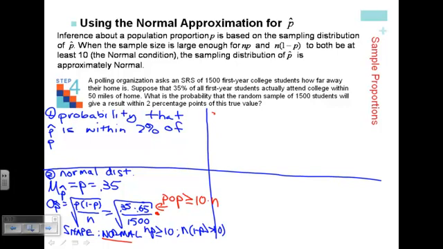Okay, step 3 is over here. What's step 3? Ready? Let's go ahead and finish the calculations.